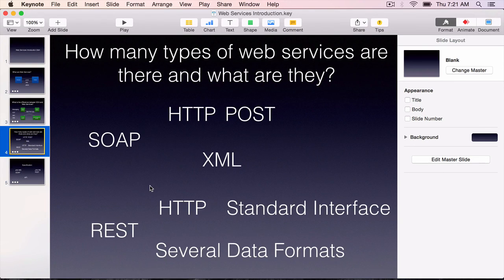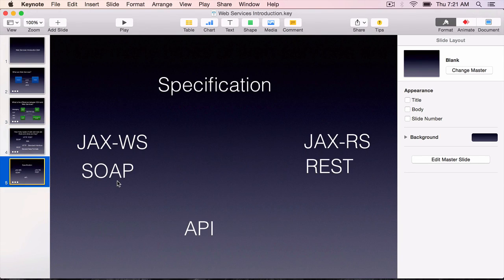SOAP is one way to implement web services, and REST is another popular way of implementing web services. You can watch the SOAP versus REST video for more differences. And JAX-WS and JAX-RS are the Java standards for implementing SOAP based and RESTful web services.